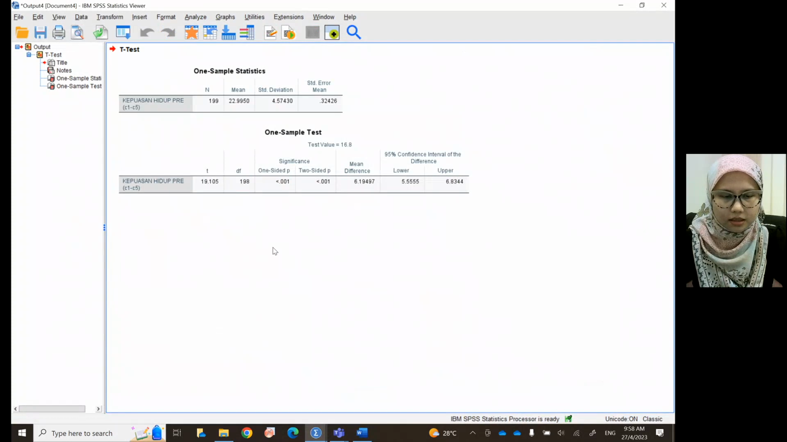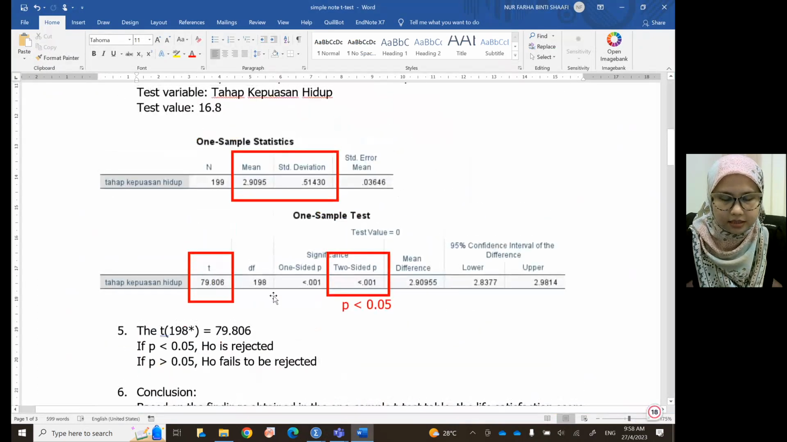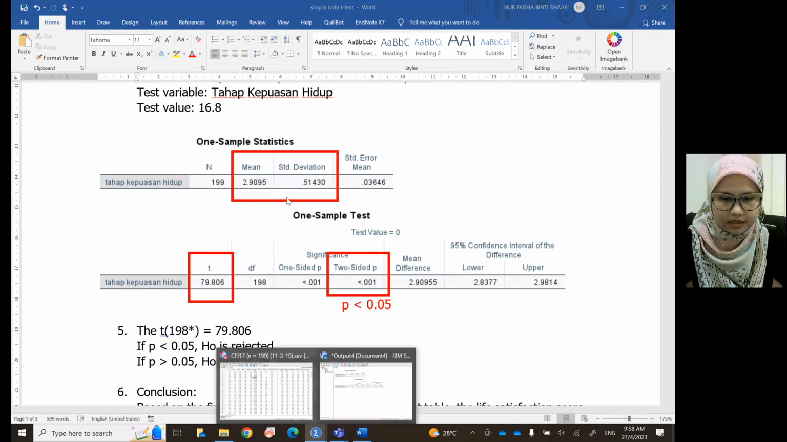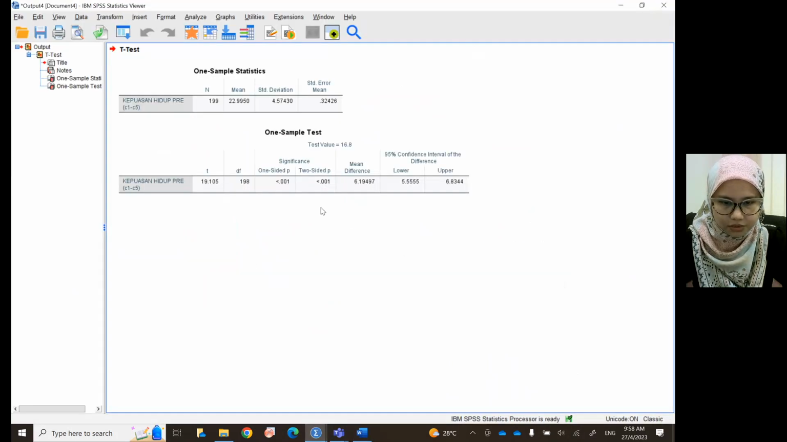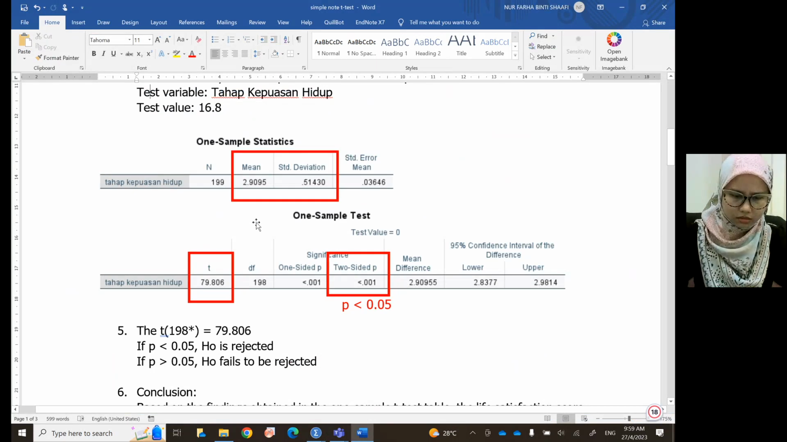So this is the output for your one sample t-test. Okay, so from this one sample t-test, what you need to do is you refer on your simple note test. Okay, just the same one. Okay, this is the same one from this output. I'm just screenshot it and then paste in this Microsoft Word. So we just look at this Microsoft Word. Okay, just the same things.